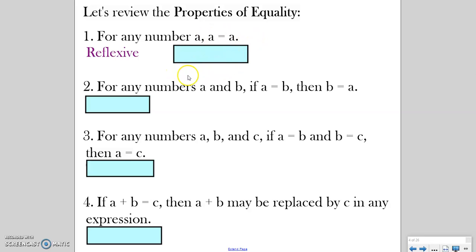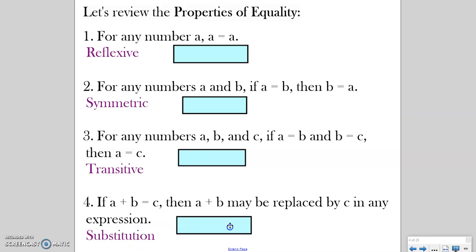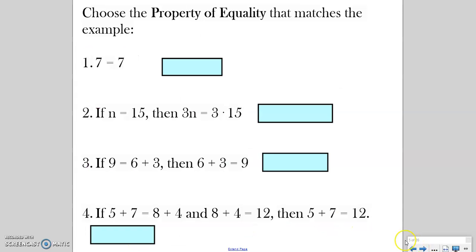It's like looking at yourself in the mirror. For any numbers A and B, if A equals B, then B equals A. So that would be symmetric. And for any numbers A, B, and C, if A equals B and B equals C, then A equals C. So that's transitive. And if A plus B equals C, then A plus B may be replaced by C in any expression. So again, that keyword replace, substitution. And then again, you just choose the property of equality that matches the example.